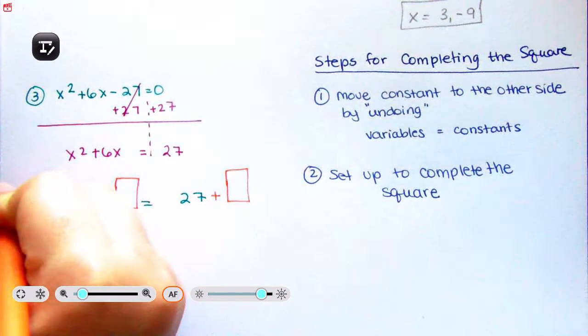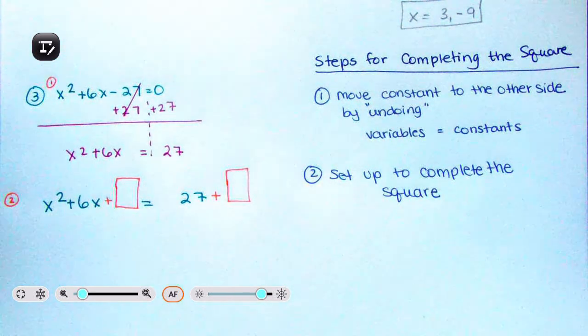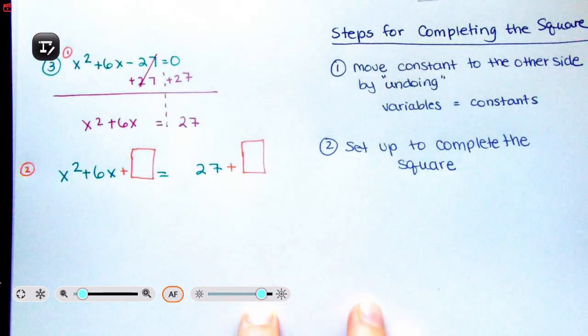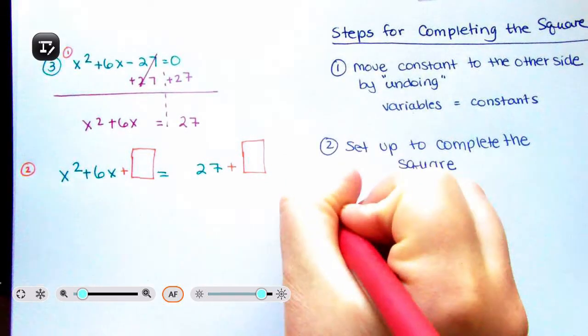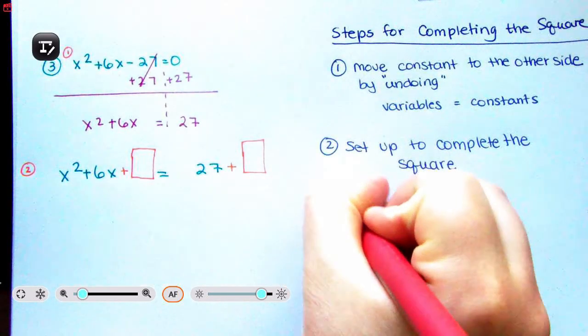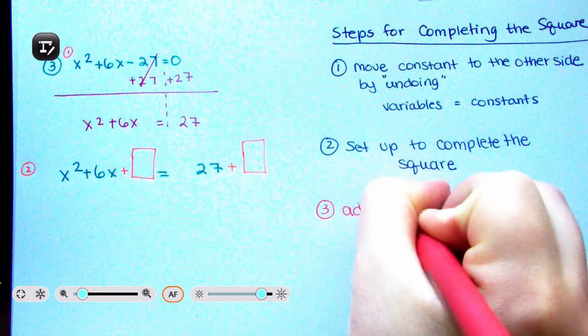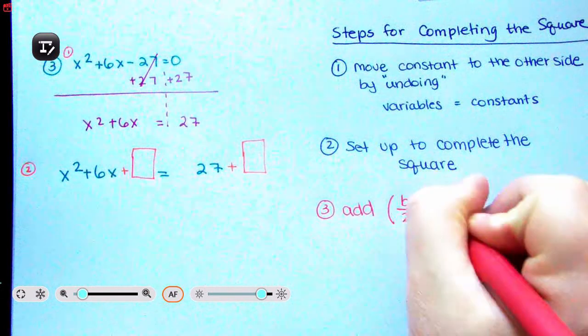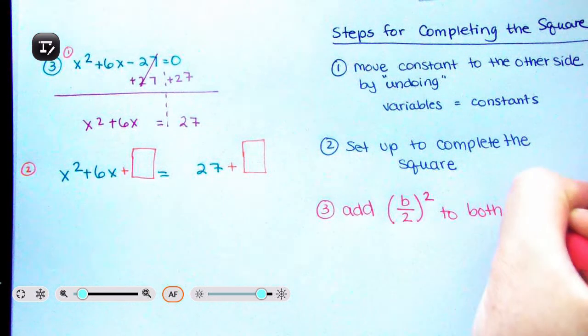So I'm going to write 2 here, and I'm going to write 1 for our steps. So here's step number 1. Step number 2, you're going to set up to complete the square. Step number 3, this is the most important step. So you're going to add b divided by 2 squared to both sides.